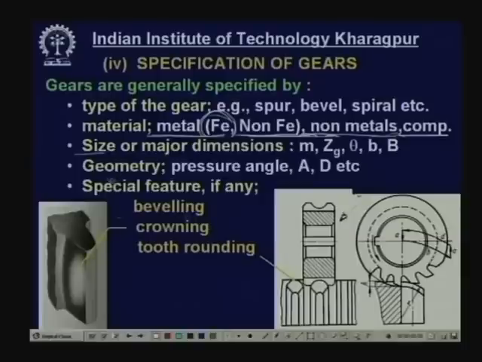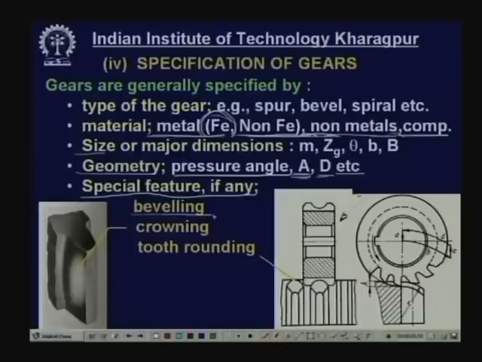Besides that, the geometry of the tooth, that means you have to mention the pressure angle, the angle between the line of engagement and the common tangent, already described. Then the addendum, the height of the tooth above the pitch circle, and the dedendum, the height of the tooth from the root circle up to the pitch circle, etcetera. Now, special features, if any, should also be mentioned, but this is not compulsory.